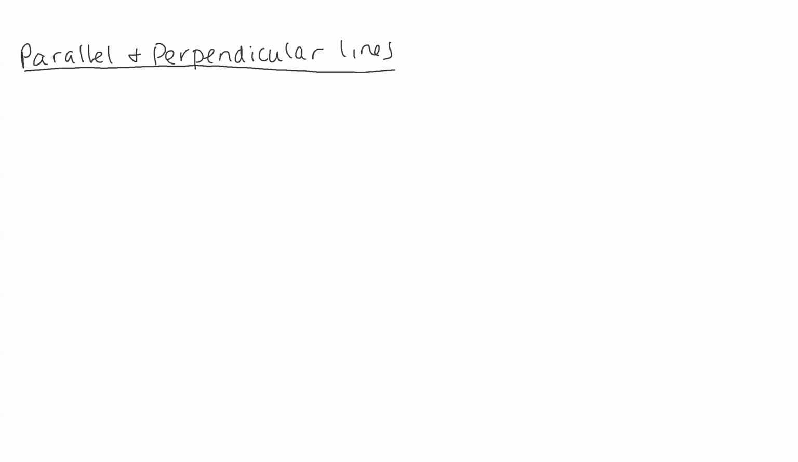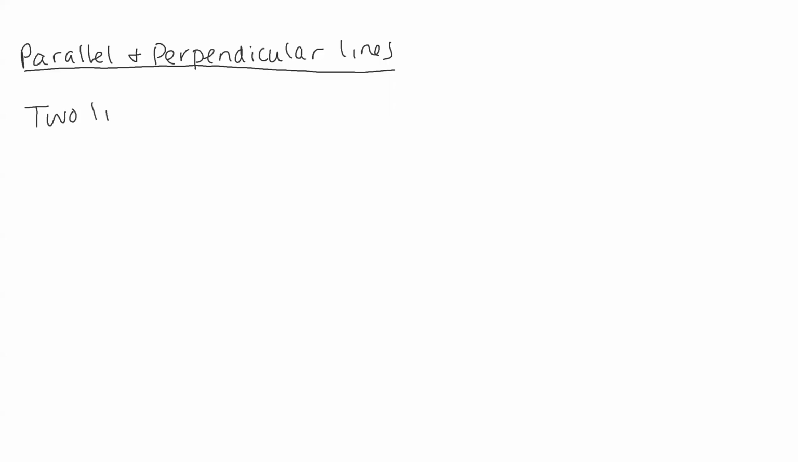So for this one, we have parallel and perpendicular lines. We'll look at parallel lines first, then we will look at perpendicular lines. We'll then look to determine if two lines are parallel, perpendicular, or neither. And then, like I said, we'll wrap up by finding equations of lines involving parallel lines and perpendicular lines. Okay, so first of all, let's talk about parallel lines.